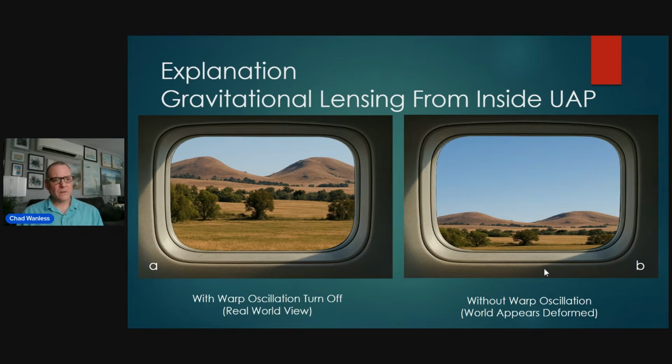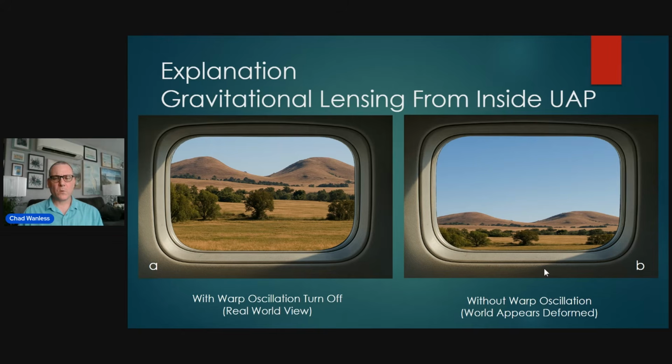So why would there be warp oscillation? Well, think of it this way. If the object looked warped to the camera, the pilot inside is also going to see the world looking warped. So if he's looking out the window and the warp drive is off, it's going to look like it is to the left in A. But if the warp drive is on, space is going to be compressed and everything's going to be shorter, and he's going to see more sky.